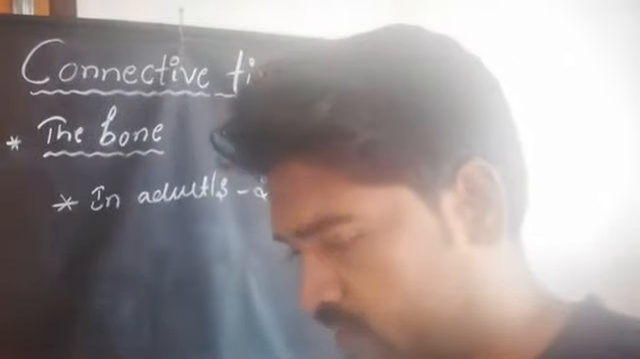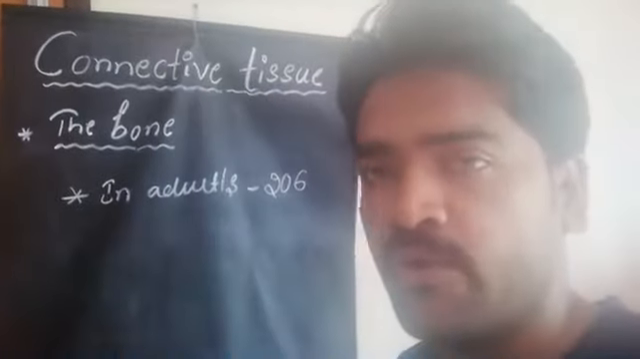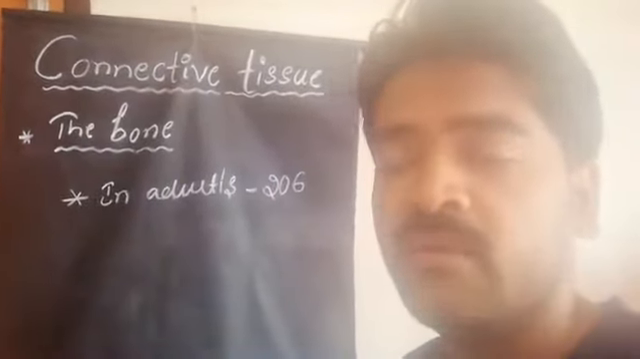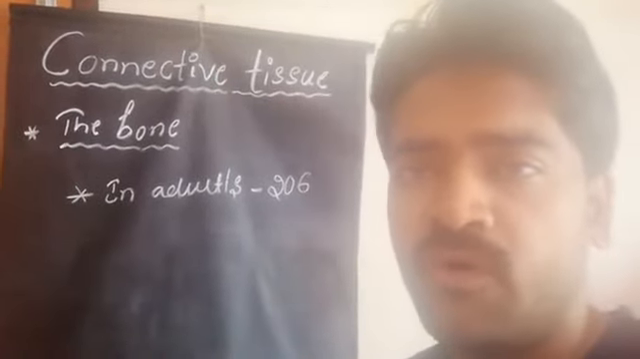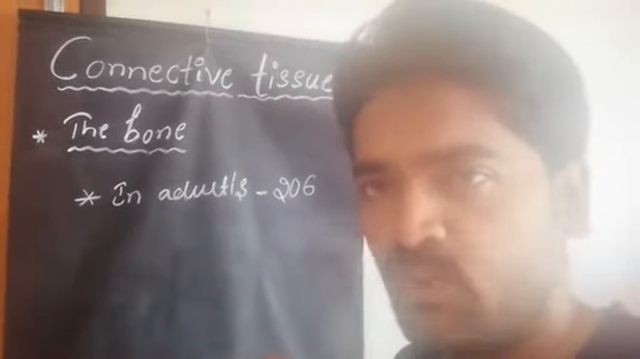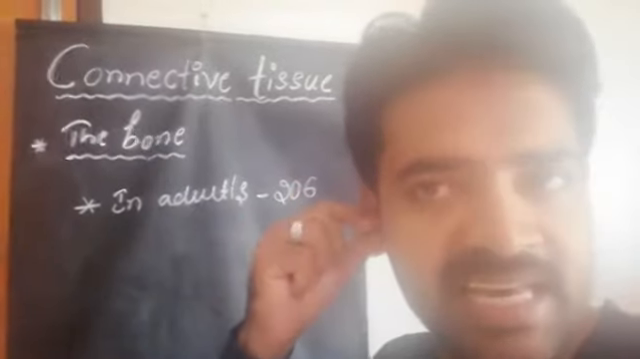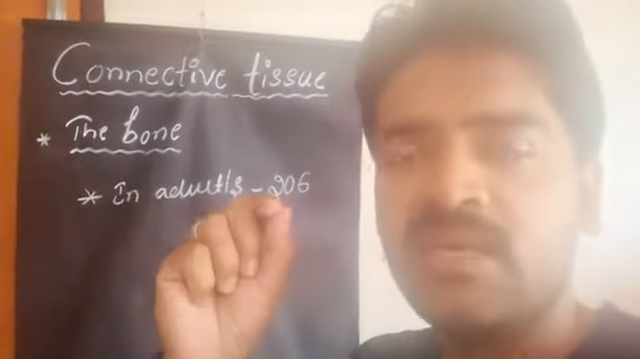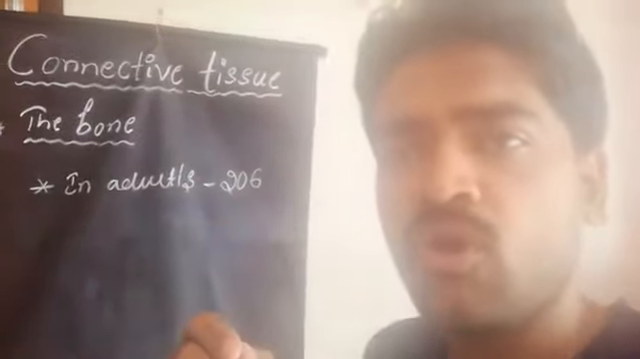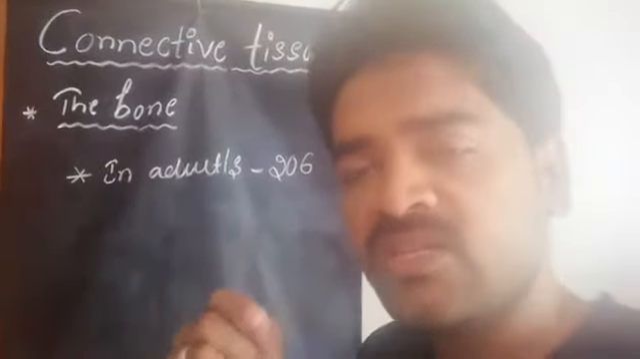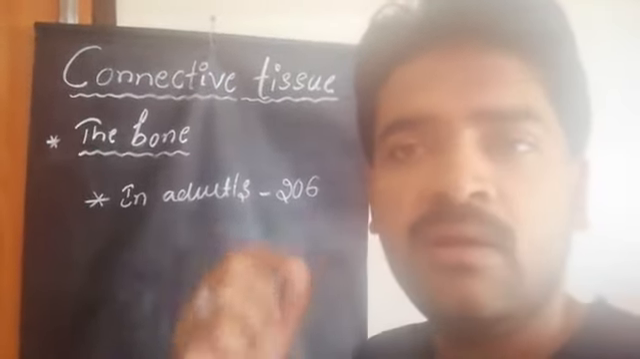The largest or longest bone of our body is the thigh bone, and the smallest bone of our body is the stapes, which is present in the middle ear. So the stapes is the smallest bone of our body, present in the middle ear.